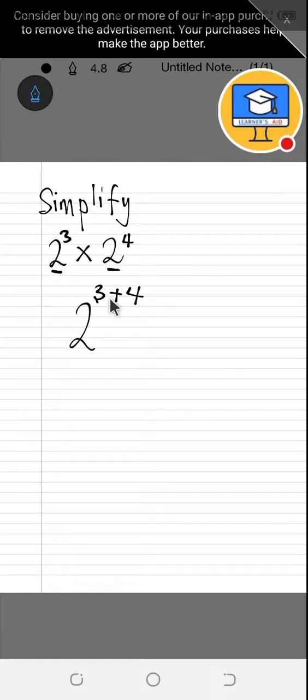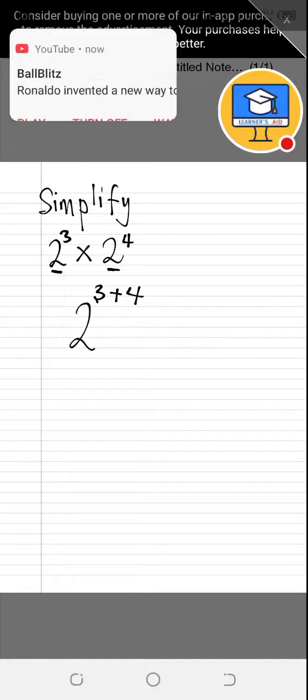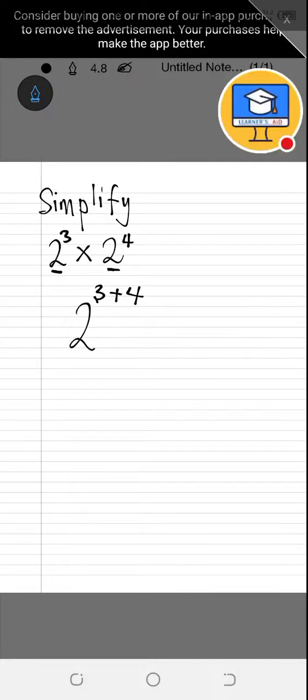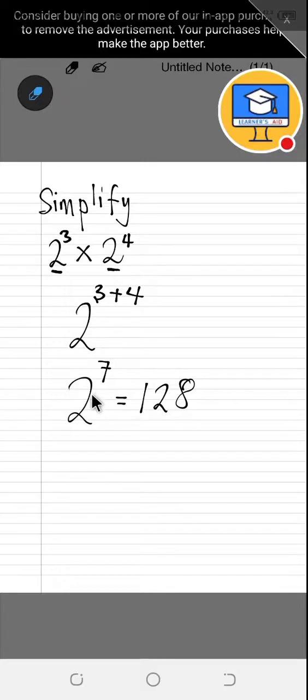Good. So basically, that's what you do. Write one of the bases and then add the exponents because we are multiplying. Since we are multiplying the same base, we add the exponents. So you have 2 to the power 7 as our answer, and 2 to the power 7 is 128. That's our answer.